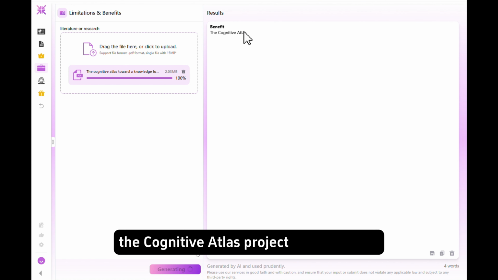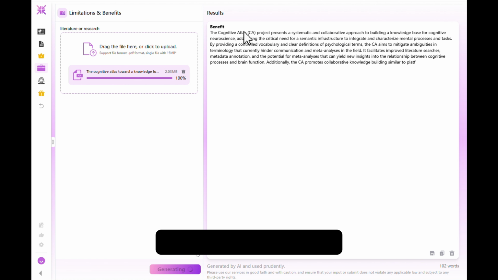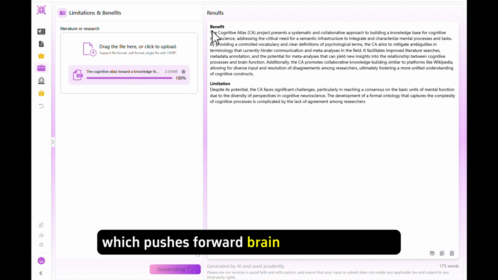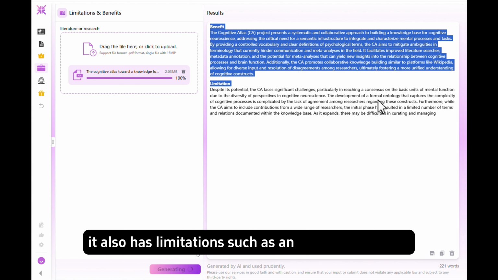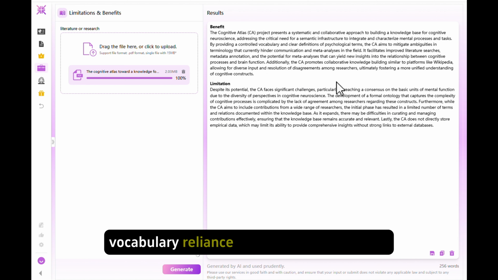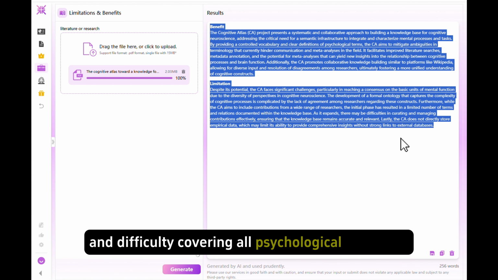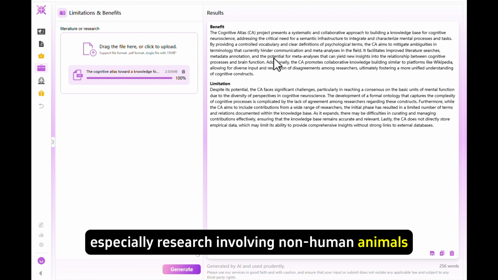The Cognitive Atlas project has strengths, such as providing a clear terminology system, promoting literature search, and enabling meta-analysis, which pushes forward brain function research. However, it also has limitations, such as an incomplete initial vocabulary, reliance on manual organization, and difficulty covering all psychological processes, especially research involving non-human animals.